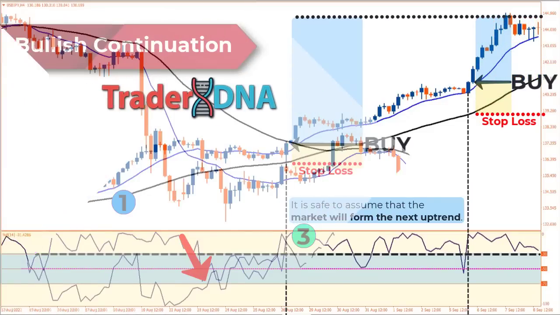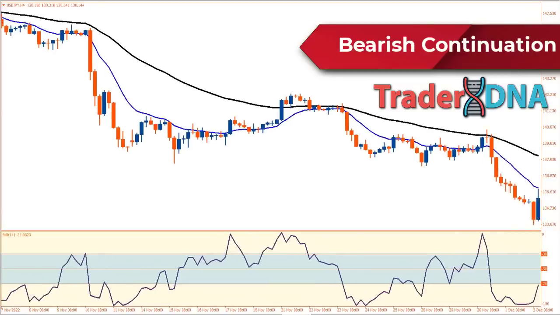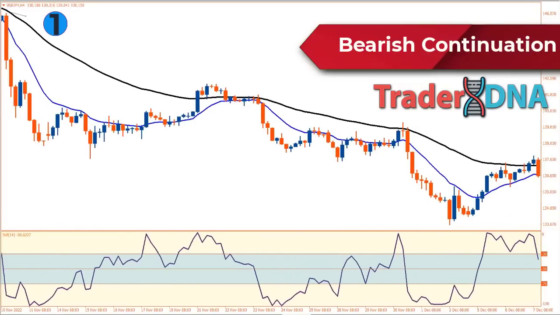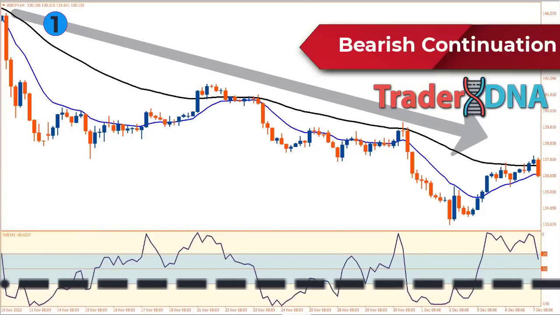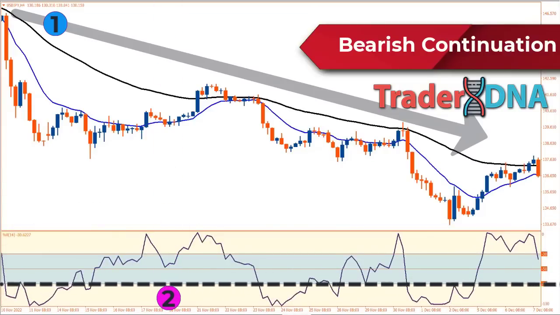This concept can also be applied to a bearish continuation. First, price below the moving averages. Second, the percent R indicator below the minus 70 or oversold level.